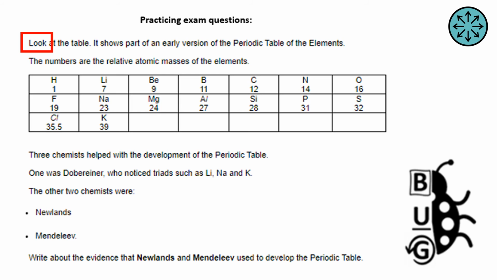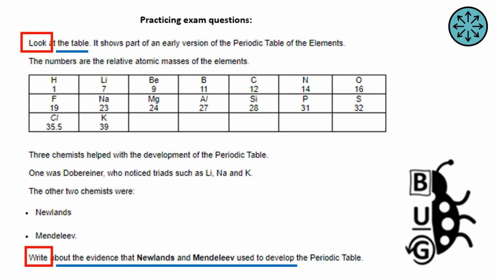So first of all, it says look. That is a command word: look at the table. Now normally the data table would be there to be used. In this sort of question though, it might just be given for context, so you just need to bear that in mind. It says look at the table. It shows part of an early version of the periodic table of the elements. The numbers are the relative atomic masses of the elements. Three chemists helped with the development of the periodic table. One was Dobereiner, who noticed triads such as lithium, sodium and potassium. The other two chemists were Newlands and Mendeleev.